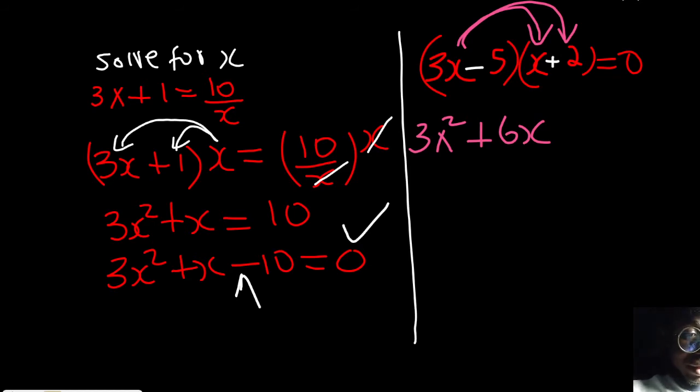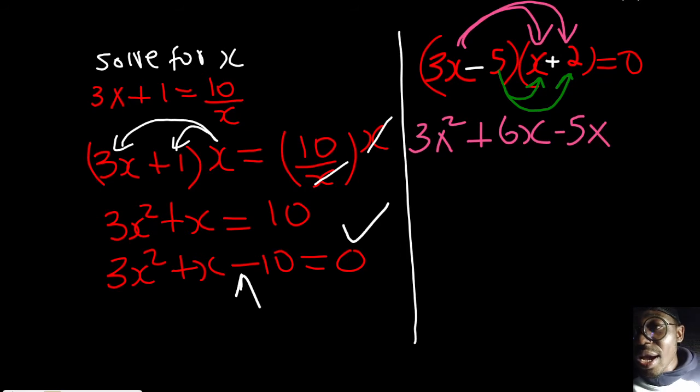Let's get maybe green color. We're going to multiply the negative 5 there and finally there. Okay, so what is the answer? Negative 5 multiplied by x is negative 5x, and negative 5 times 2, that is negative 10, is equal to 0.